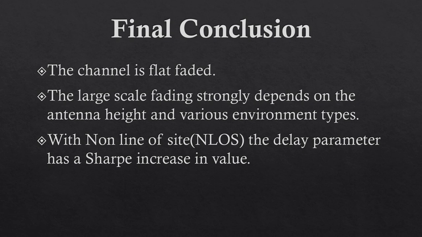Now, a comment on the large scale fading. It totally depends on the antenna heights and the various types of environment. So if the environment gets complex and the antenna height is varying, if it's large or small, it has a different effect on the large scale fading prospect. Now, coming to the long line of sight, if there are a lot of obstructions between the transmitter and the receiver, this directly affects the delay parameter, which increases when more obstructions and more different types of objects come between the transmitter and the receiver, and the non-line of sight is not there.